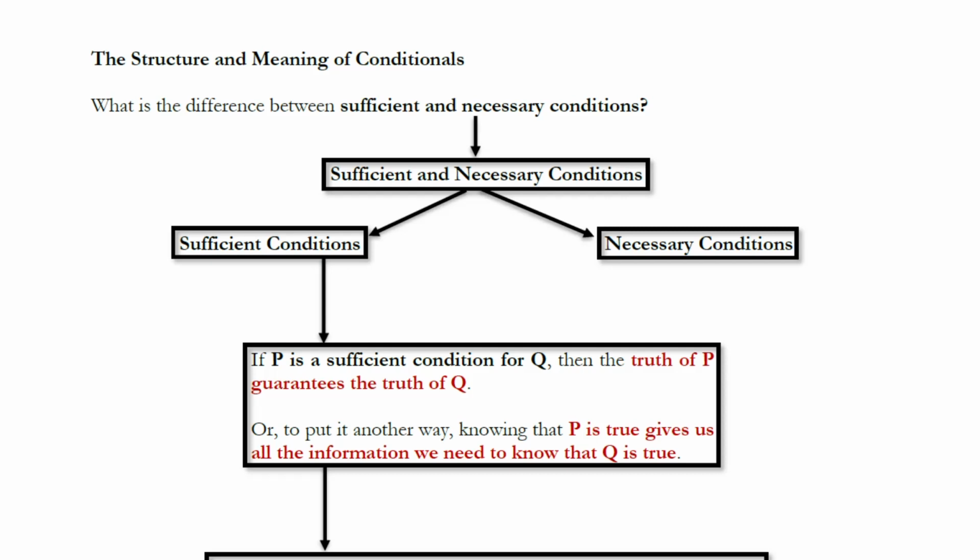Suppose we know that P is a sufficient condition for Q. This means that the truth of P guarantees the truth of Q. So, if P is true, then nothing else needs to be true in order for Q to be true as well. In other words, the truth of P alone is enough to ensure or guarantee that Q is true. Another way to think about it is this. If you discover that P is true, and P is a sufficient condition for Q, then you have all the information you would need to know to also conclude that Q is true as well.